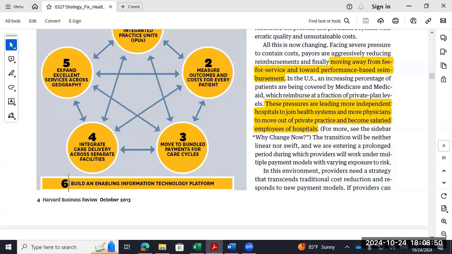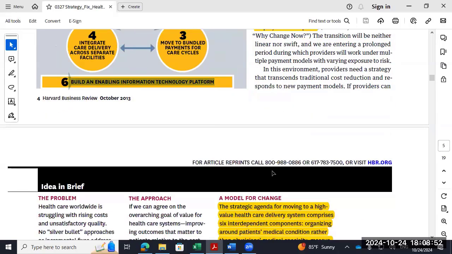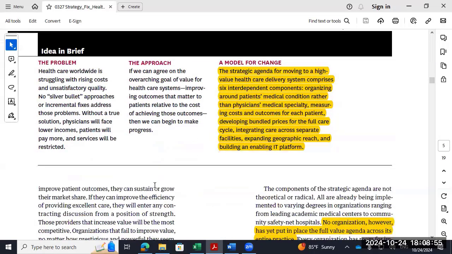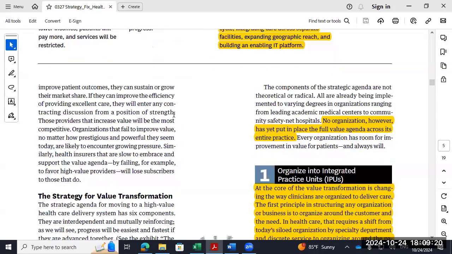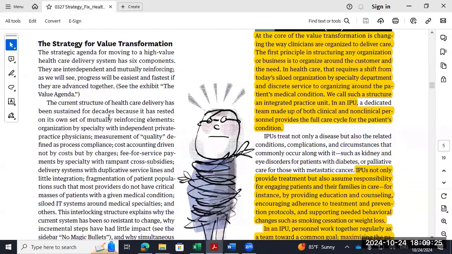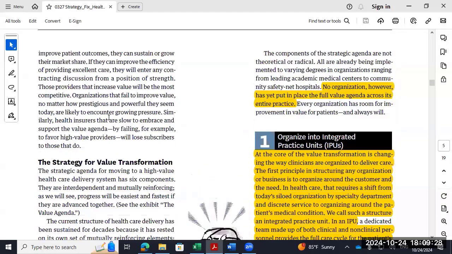I forgot about the bottom line, which is technology in this whole thing. He doesn't really explain that too much. Here's another way you can word it: organizing around patient's medical condition rather than physician's medical specialty, measuring costs and outcomes for every patient, developing bundled prices for the full care cycle, integrating care across separate facilities, expanding geographic reach. So that's essentially, in words, a summary of what this chart is showing. The thing I don't understand with this article are the pictures. I don't know who drew his pictures, but they're kind of bizarre.